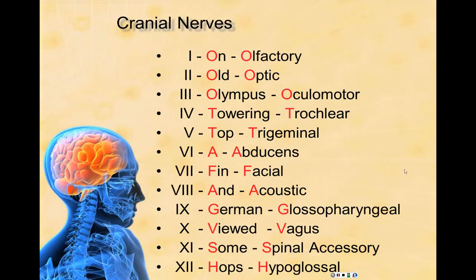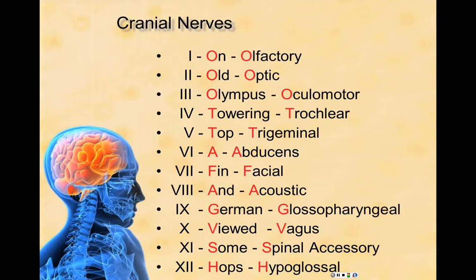This is basically a list of all 12 cranial nerves and a mnemonic that I learned and most people learned, and it's listed in your book, and then which nerve that actually stands for. On old Olympus towering top, a Finn and German viewed some hops. It's one of those things that you'll just have to commit to memory, but this may help you remember it.